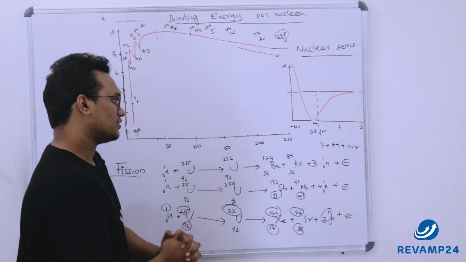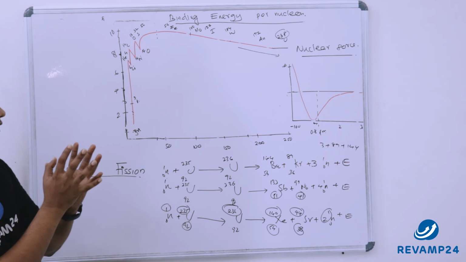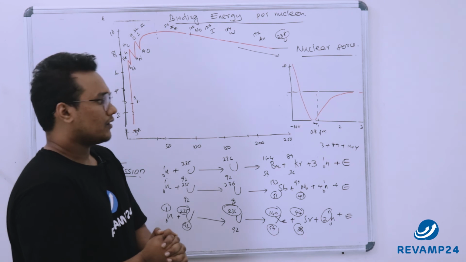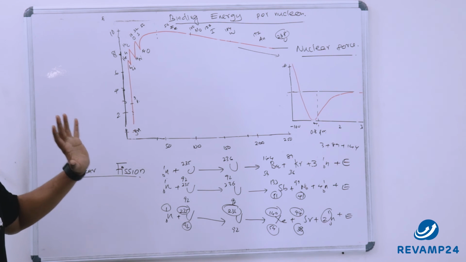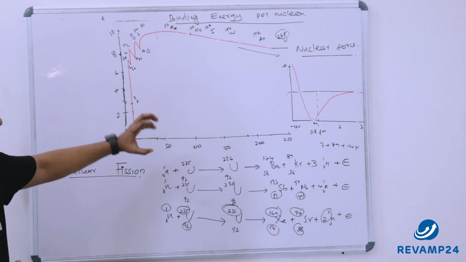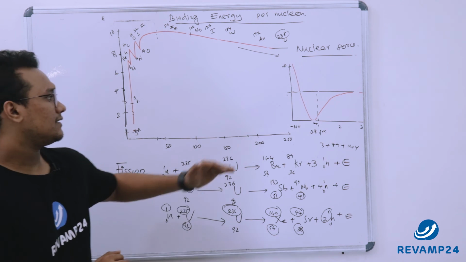Anyway, we are able to generate energy through nuclear fission, and we are able to control it and use it for our requirement. So this is nuclear fission, a very, very important concept: splitting a larger nucleus into two smaller nuclei, releasing energy.